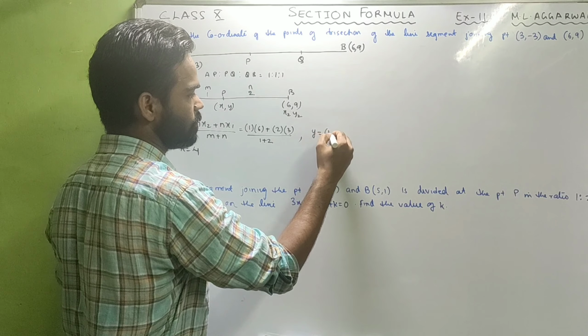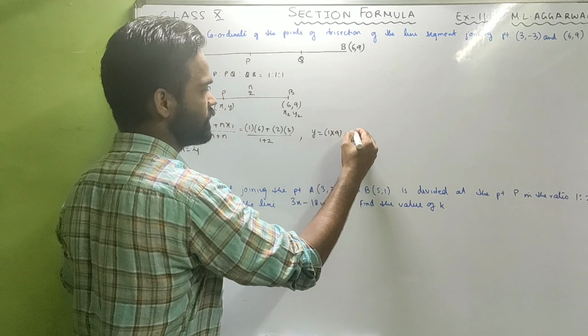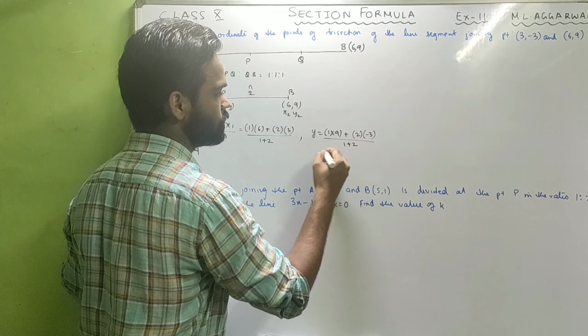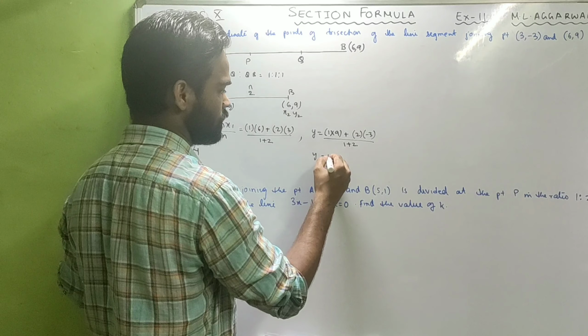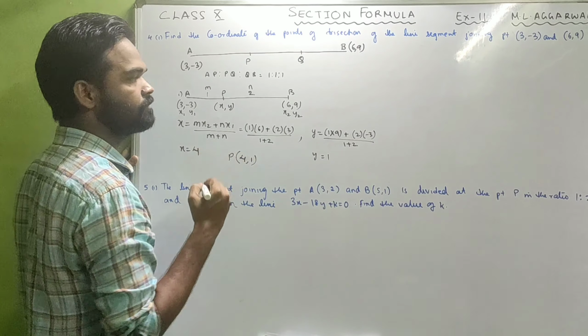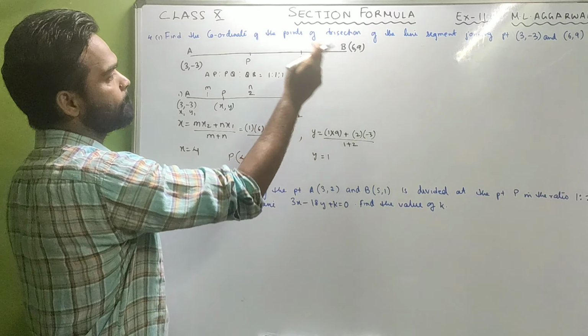m y2, which means 1 multiplied by 9, plus n y1, which is 2 multiplied by minus 3, by 1 plus 2, which is 9 minus 6, 3. 3 by 3 is 1, which means the coordinate of P is (4, 1). Done. Now I'll draw A, Q, B.